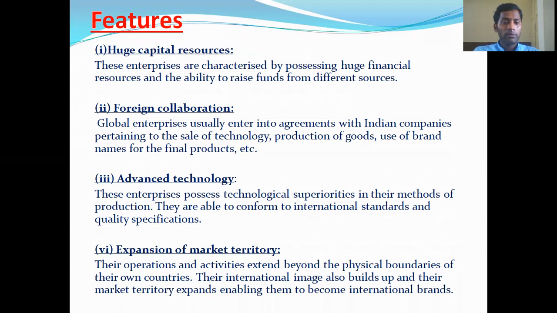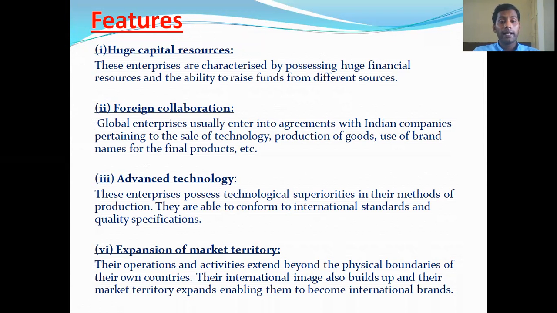Sometimes they come to India just for marketing the product of the domestic country. So they enter into an agreement with the Indian companies pertaining to sale of technology, production of goods, use of brand names for the final product. This is the second one.